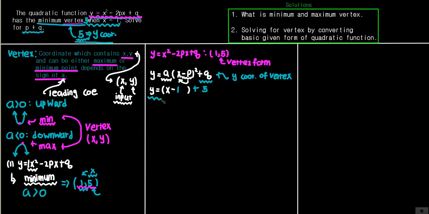Now we convert our original form into our vertex form, which we got: y equals (x minus 1) squared plus 5. The difference is that one is the normal form and this is the vertex form. We could convert this into a vertex form through our vertex. If there was no vertex, we could not have converted this. But that is equal to our original form, y equals x squared minus 2px plus q.